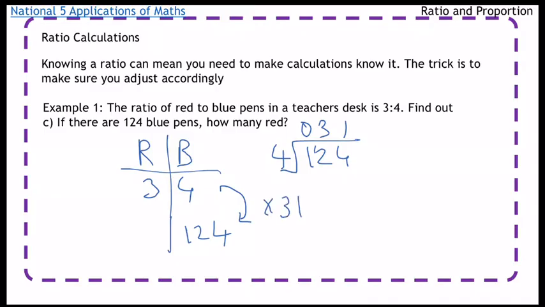So what you've then got to do is multiply 3 by 31. And that'll tell you how many red pens there are. So 3 times 1 is 3. 3 times 3 is 9. So it's 93. So there's 93 red pens.